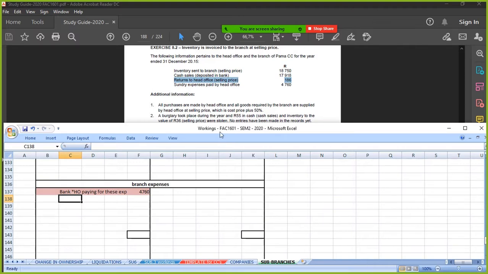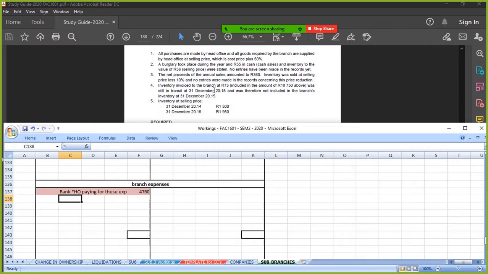Okay, what else? Next. Have I looked at everything? Yes. Okay, next. Number one, we read this. This is the cost price plus markup equals selling price. Happy with that. Number two, what happened here? A burglary took place during the year. 55 in cash, brackets cash sales, and inventory to the value of 36, bracket selling price, was stolen. No entries have been made in the accounting records.